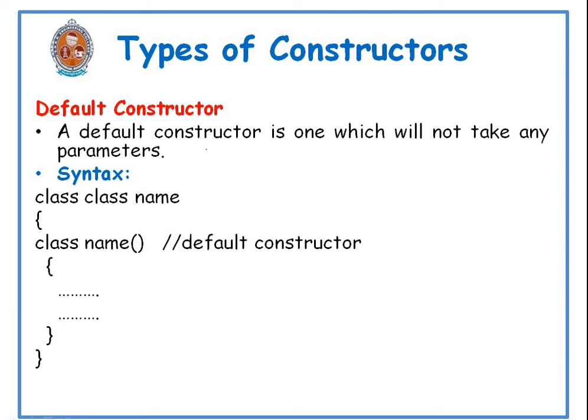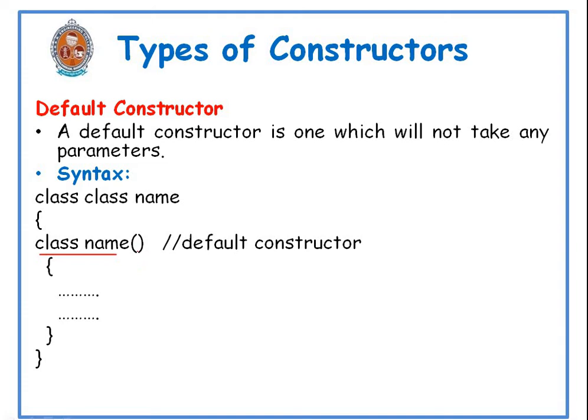That means we have to define the constructor name with the same name of the class, but it doesn't take any parameters. Coming to the syntax, in order to define any constructor, first we have to define the class, that is with the keyword class, space, class name, and then we have to mention the same name of the class name with some method. Then we can say that that method is a constructor.